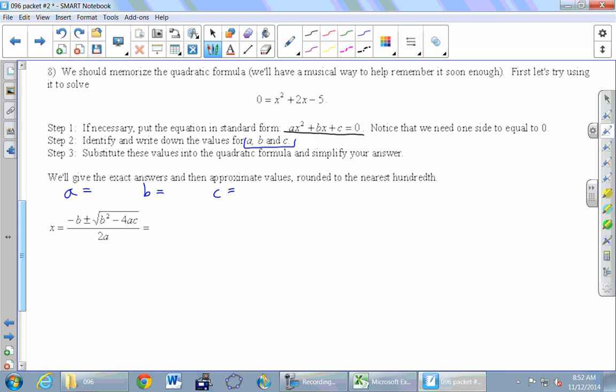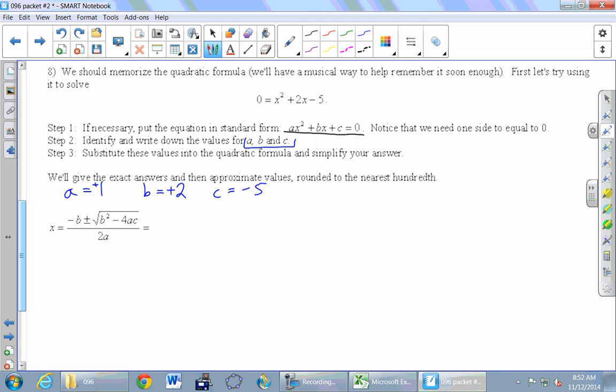How much is A in this one? It's 1 because there's an invisible 1 in front of the x squared. B is always the number touching the x. It's 2. I'm going to start getting in the habit of writing the plus signs even when they're invisible, because whether A, B, and C are positive or negative has a big impact on the actual answer. And then C is the constant term with no x, and it's -5, right? Really important to include that negative.